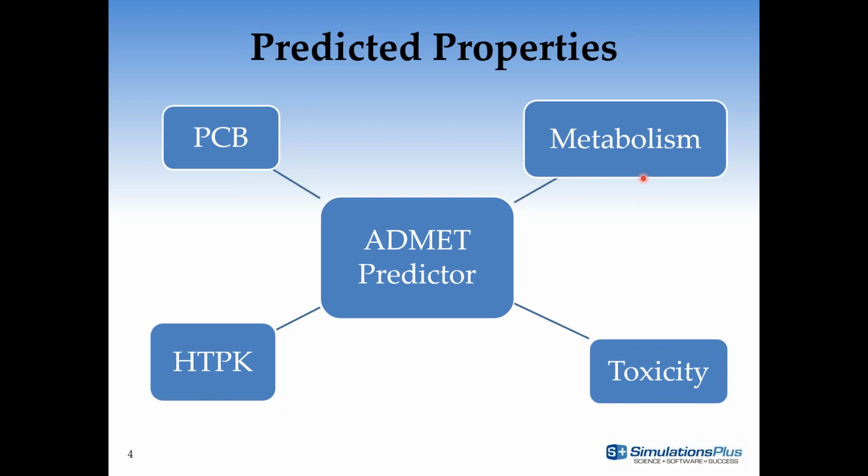The metabolism module focuses primarily on cytochrome P450 and UGT enzymes for several isozymes, I think 9 of both CYP and UGT. There are simple substrate, non-substrate models. So is this compound predicted to be a substrate or not a substrate for 9 different isoforms of the CYPs and the UGTs. For the same 9 CYP isoforms, there are site of metabolism models. So where on the compound is the phase 1 metabolism likely to occur?